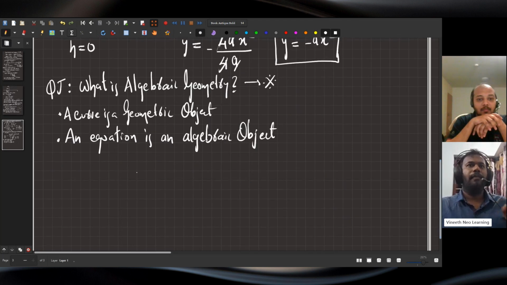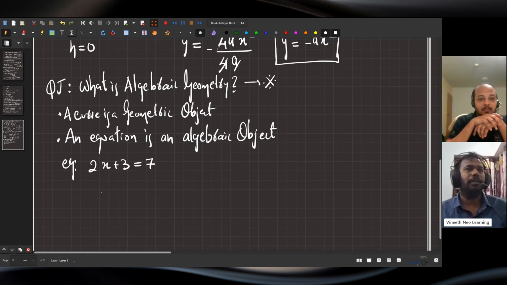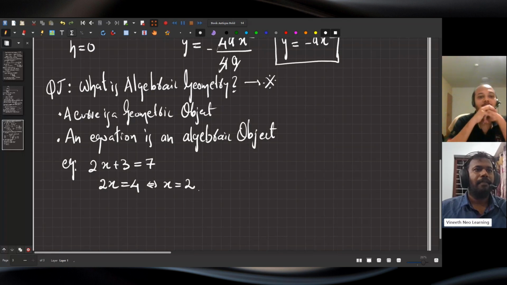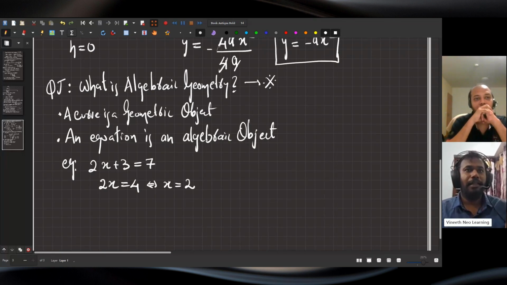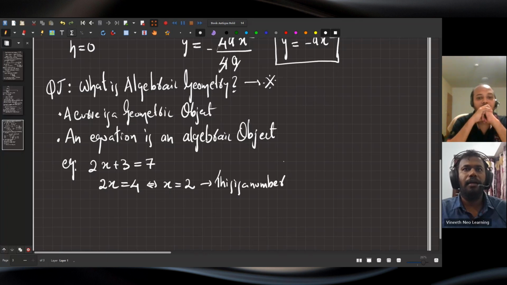For instance, an equation like 2x plus 3 equals 7. What is the solution here? 2x equals 4, so x equals 2. The solution here is a number.